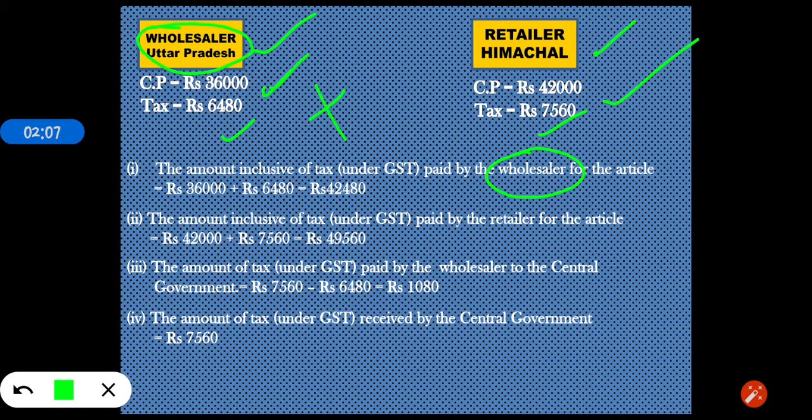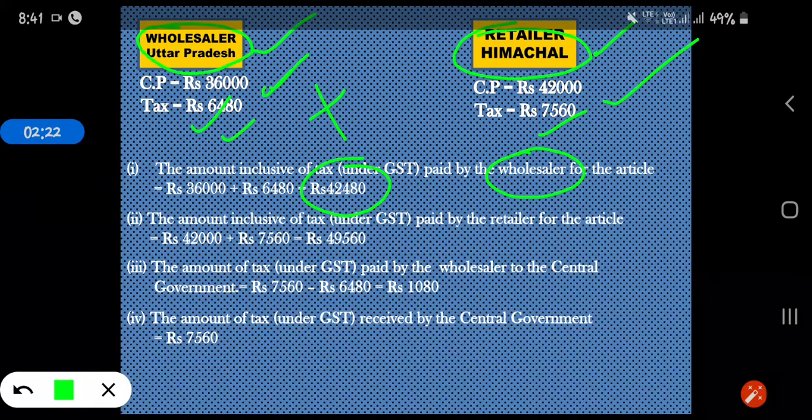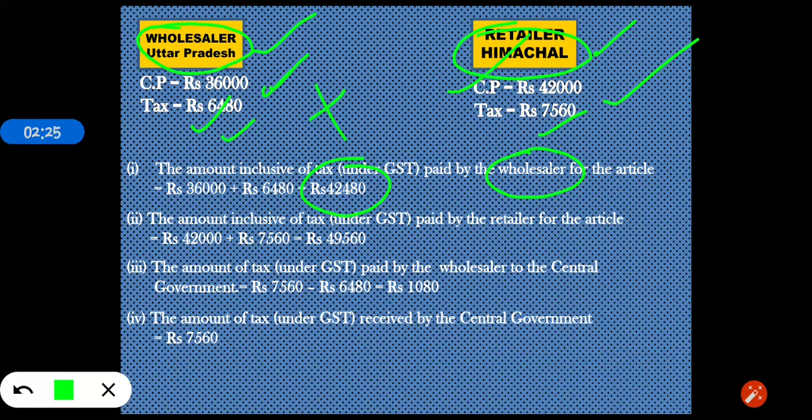Question number 1, the amount inclusive of tax under GST paid by the wholesaler for the article, is 36,000 plus 6,480, which is equal to 42,480 rupees. Sub number 2, the amount inclusive of tax under GST paid by a retailer is equal to cost price 42,000 plus tax 7,560, which is equal to 49,560. The amount of tax under GST paid by the wholesaler, it's a very important point.